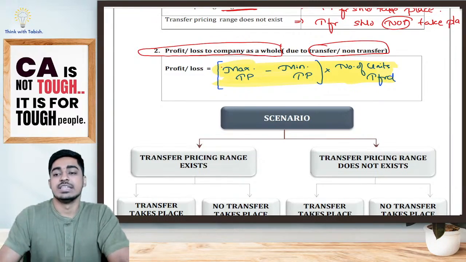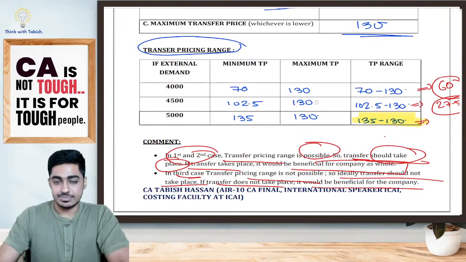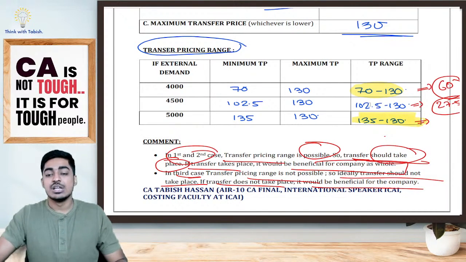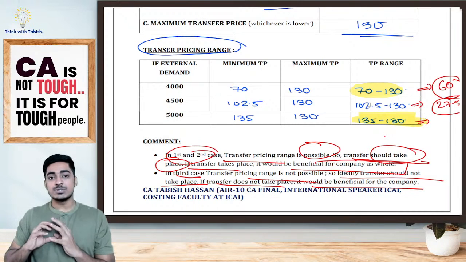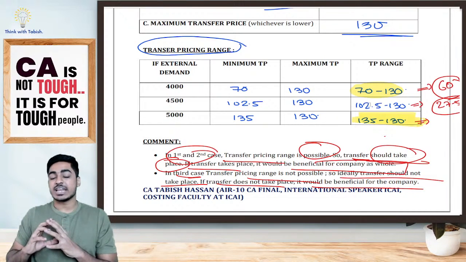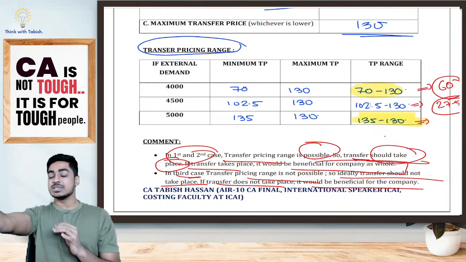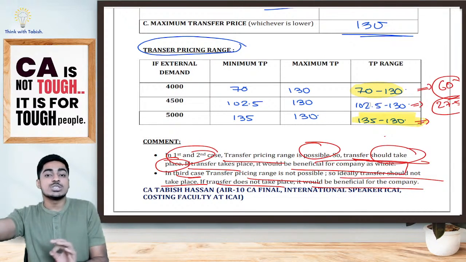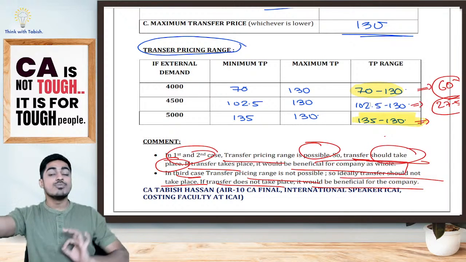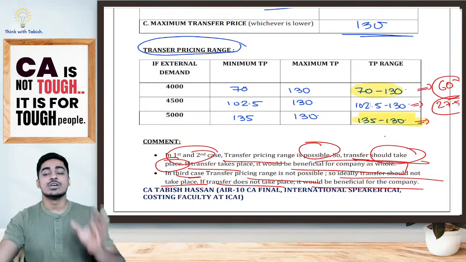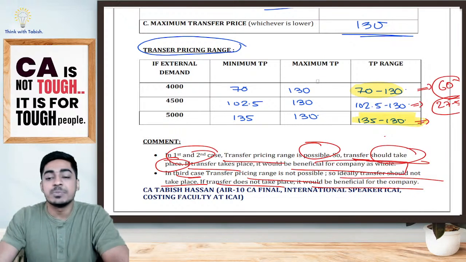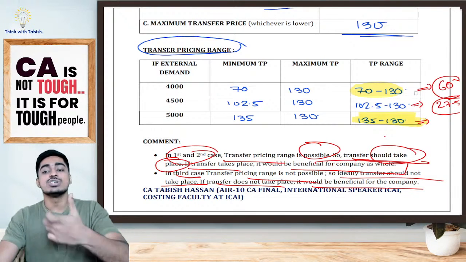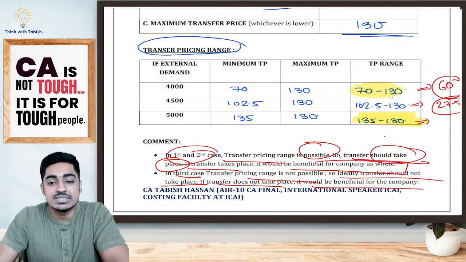Yes, look at this. In the first case, how much benefit will we get if transfer takes place? If the transferee is buying from outside, he has to pay 130 rupees. But if internal transfer is happening, how much cost do we need to pay? 70 only. So how much can we save? 60 rupees. It is the maximum transfer price minus the minimum transfer price. 60 rupees we can save for 1 unit. Like this, if you are selling 1000 units, 60 into 1000, 60,000 we can save.